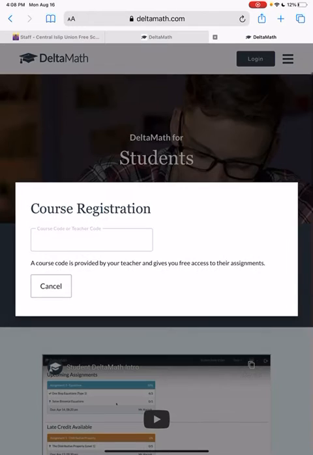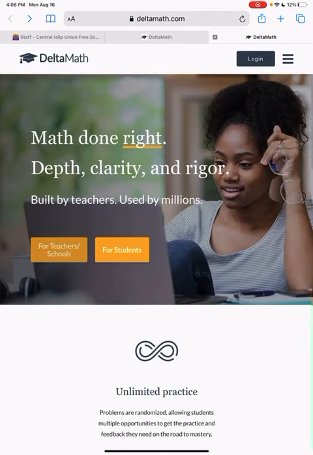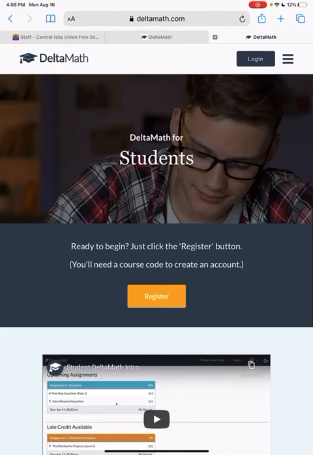So if you go to deltamath.com, it's going to look like this, the main page of deltamath.com, and you're going to click for students. Even if you were in a class last year using Delta Math, you're going to have to sign up and make sure you're in the new class. You probably won't have to make a new account.